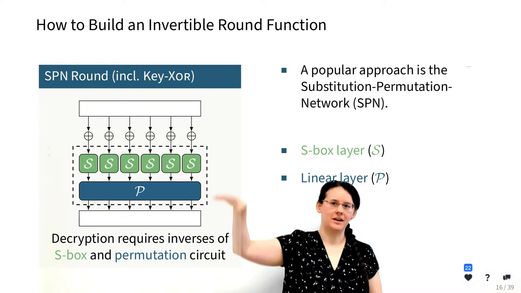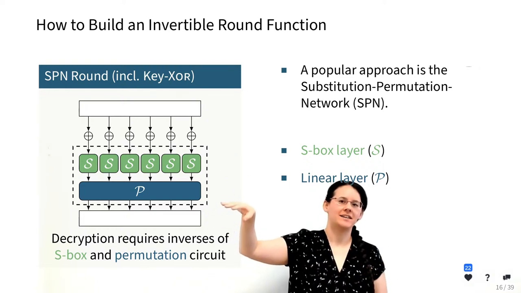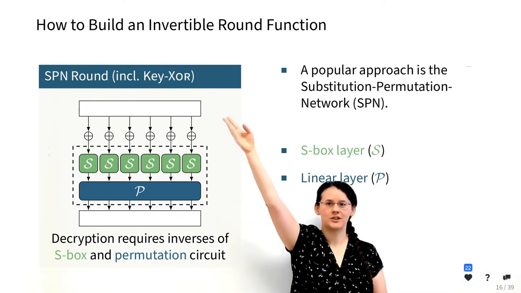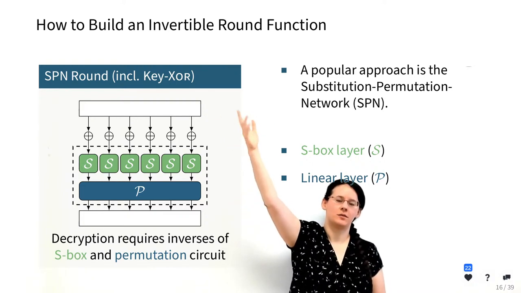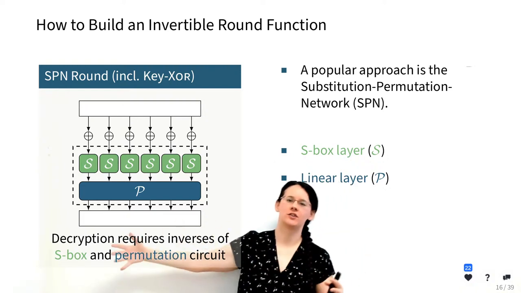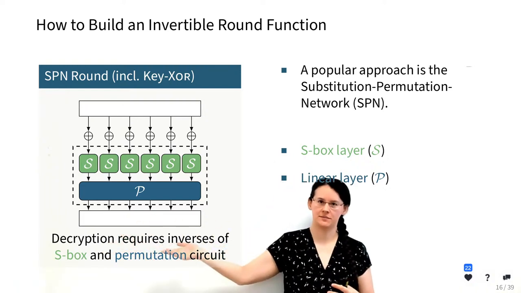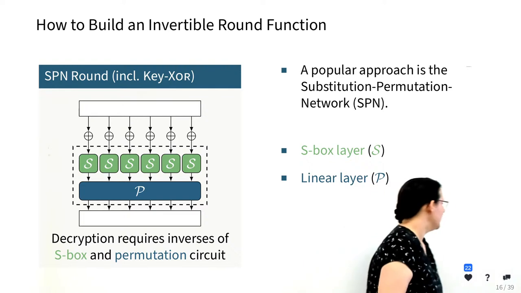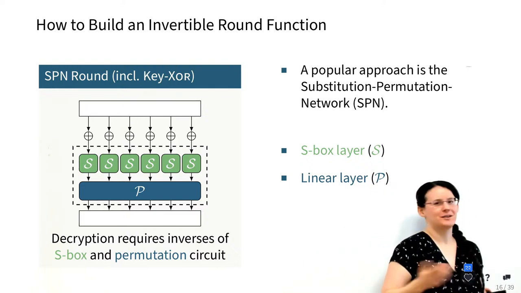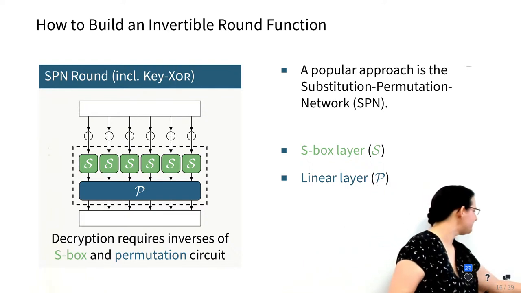And the purpose of these operations here is to hide this relationship, to make sure that small changes in the message, for example, lead to very large and complex changes in the output message. So they're absolutely essential, and if you leave them out, you don't get a secure block cipher.